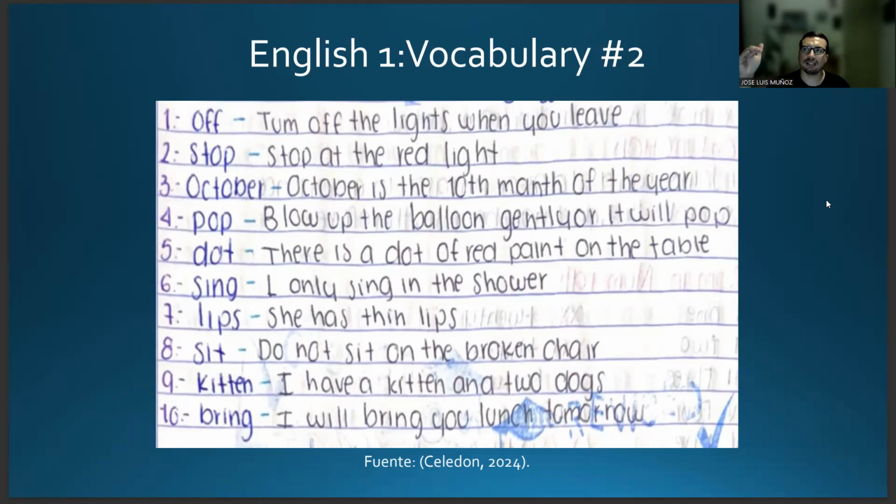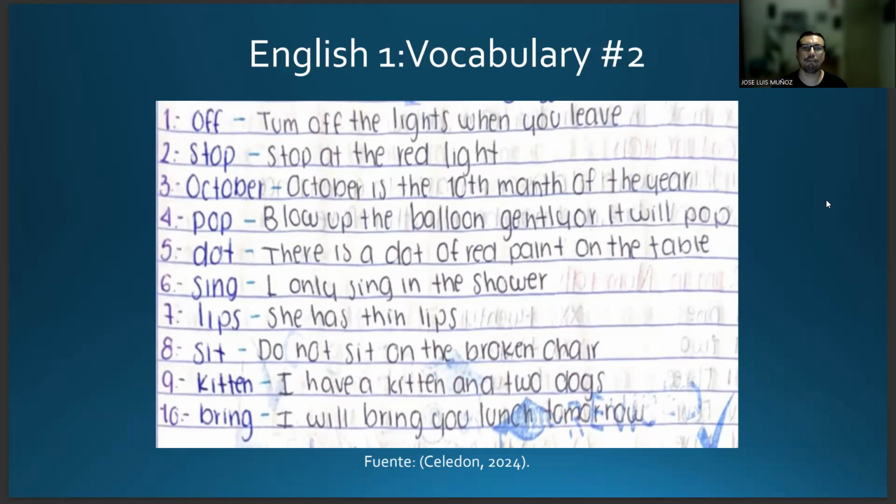So with this, and also knowing some English methods like MCO, like Richmond, like Oxford, like Cambridge, this information is good. So please listen and see and pay attention, please. The first one I highly recommend: off. For example, turn off the lights when you leave. Number 2, stop. Stop at the red light. Number 3, you have October. October is the 10th month of the year.